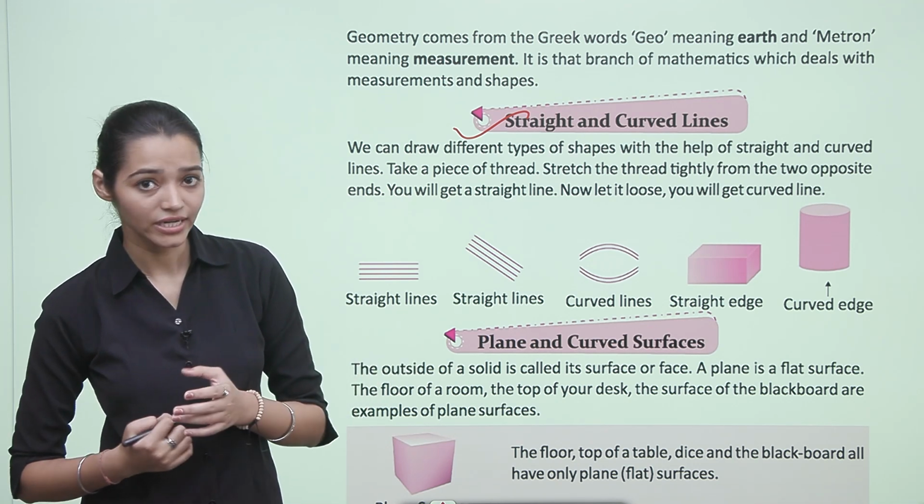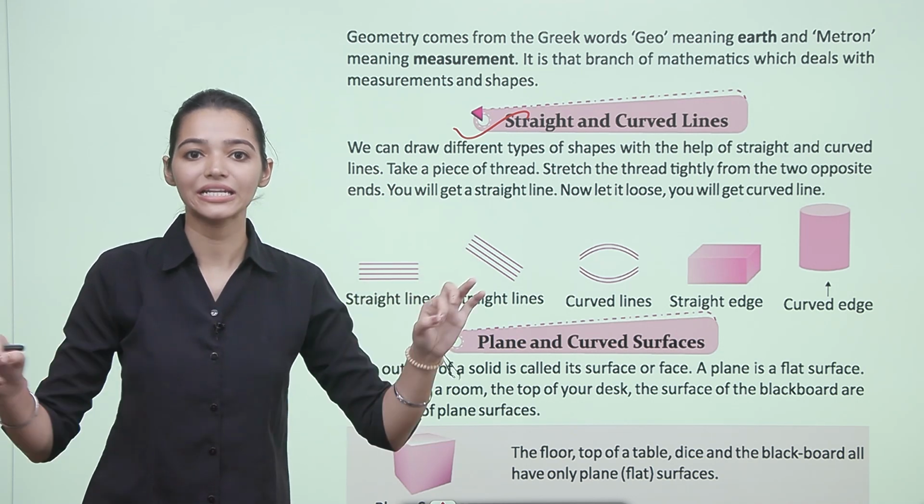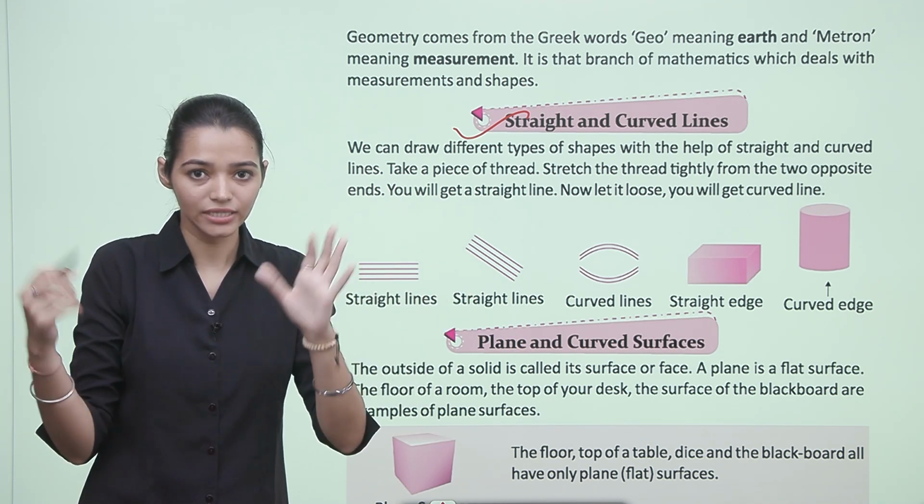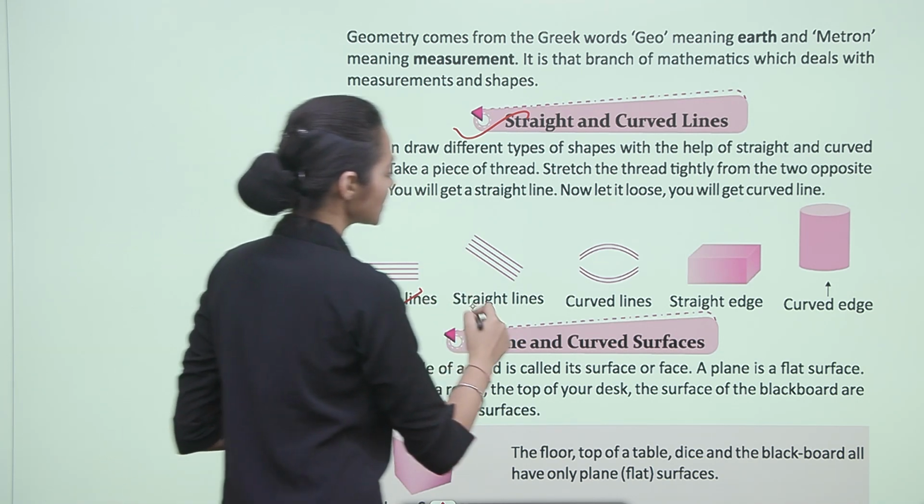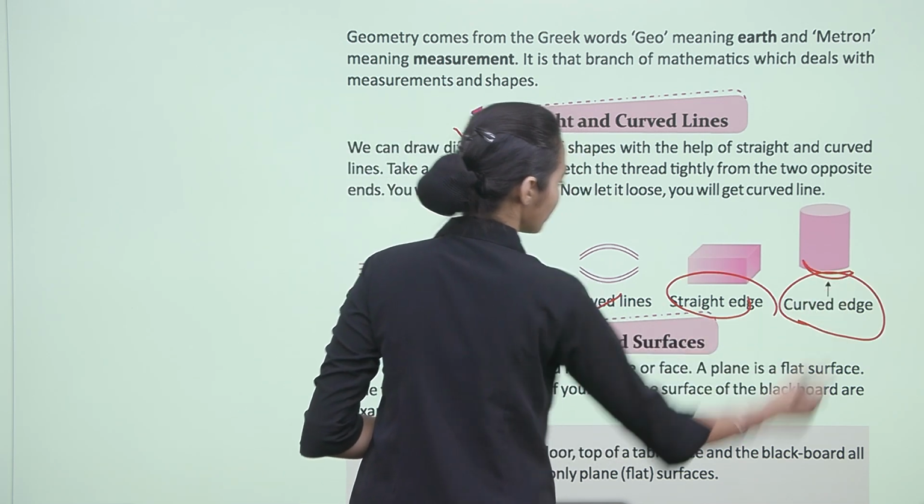Now take a piece of thread, then stretch the thread tightly from the two opposite directions, you will get a straight line. Now let it loose, you will get a curved line. These are the straight line and curved line. It is a straight edge and it is a curved edge.